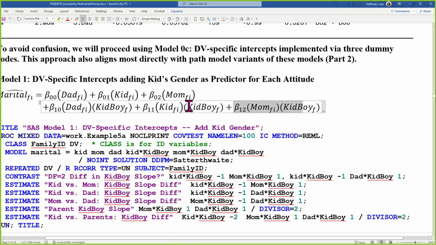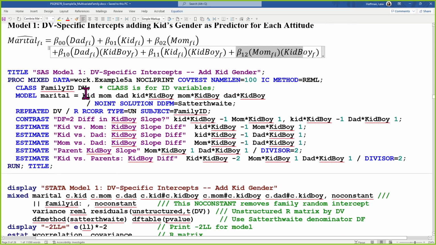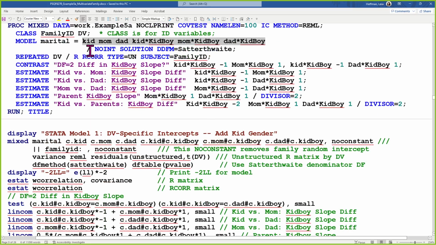So to put it in the code then, in SAS it looks like this. I have the 3 dummy codes, and then kid boy is attached to each of them. Note there is no predictor slope all by itself in this parameterization. It is always attached to a switch that controls whose outcome is currently being predicted. So this term will only kick in if kid is 1, meaning that it's for that type of outcome.